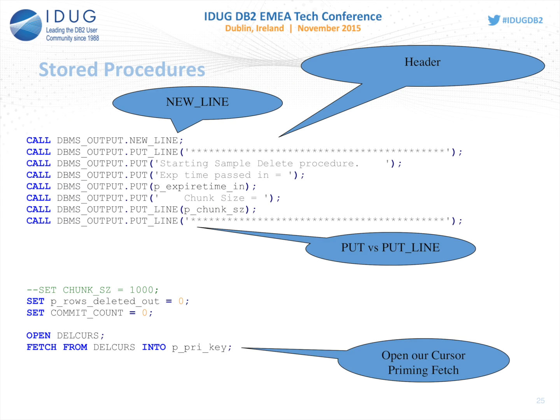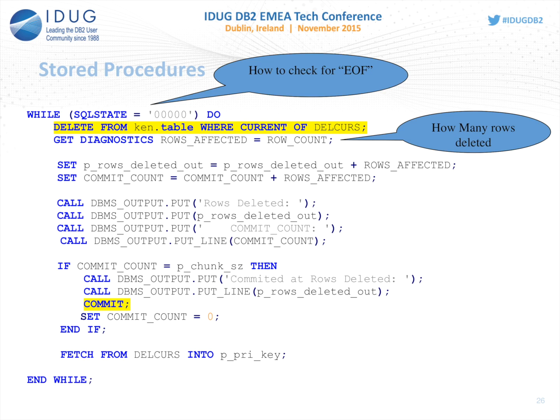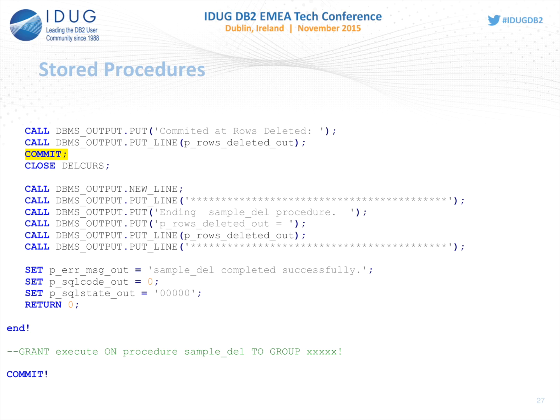I'm just opening a cursor, doing a priming fetch to get the first row. I'm passing in that chunk size, how many rows I want to commit on. Do a delete where current of cursor. Write out some logging information that blew the buffer up the first time around. Oh, this is how you get how many rows were affected by an update or a delete statement. You set get diagnostic row count. Then I do my one last trailing commit at the end of the while loop.